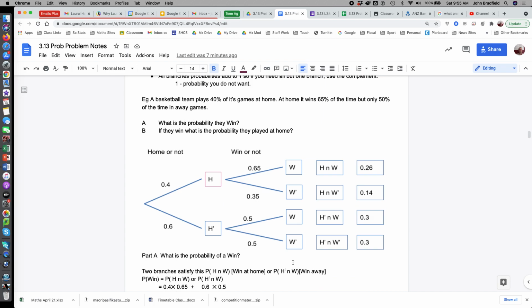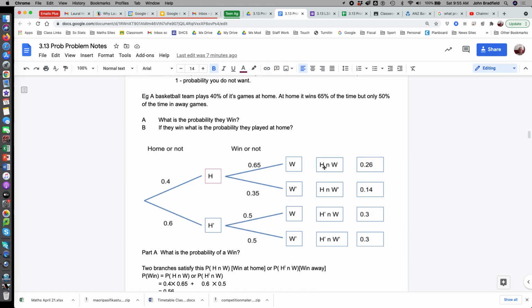So this is a simple example. Again, we've got that N notation here, so HNW means home and win. Home, and that's a complement symbol, so HNW not, okay, so a home and something other than a win. So basketball team, so what is the probability of a win?